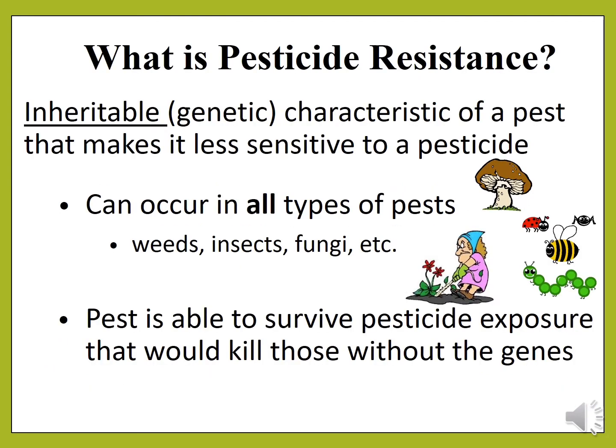What is pesticide resistance? It is an inheritable genetic characteristic of a pest that makes it less sensitive to a pesticide. It can occur in all types of pests: weeds, insects, fungi, etc. The pest is able to survive a pesticide exposure that would kill those individuals that did not have those genes.